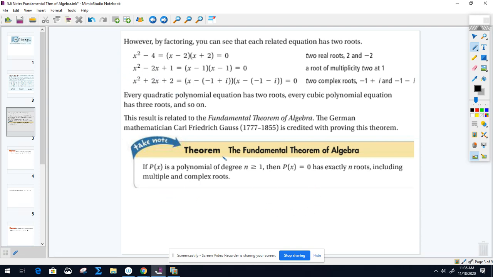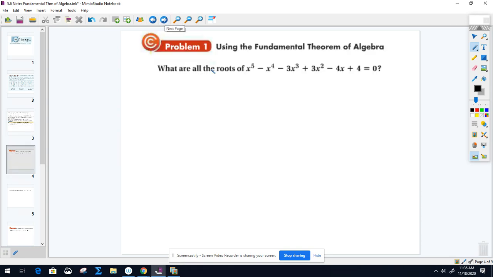So here's the mathematical way of saying the fundamental theorem of algebra. If p of x is a polynomial of degree n greater than or equal to 1, which means it's a second degree, third degree, fourth degree, or linear, then p of x equals 0 has exactly n roots. So if it's a fifth degree, it has exactly 5 roots, and that's including multiple and complex roots. So again, you're responsible to find the number of the highest degree of roots. So what are the roots of this problem? And here's how we can do this.